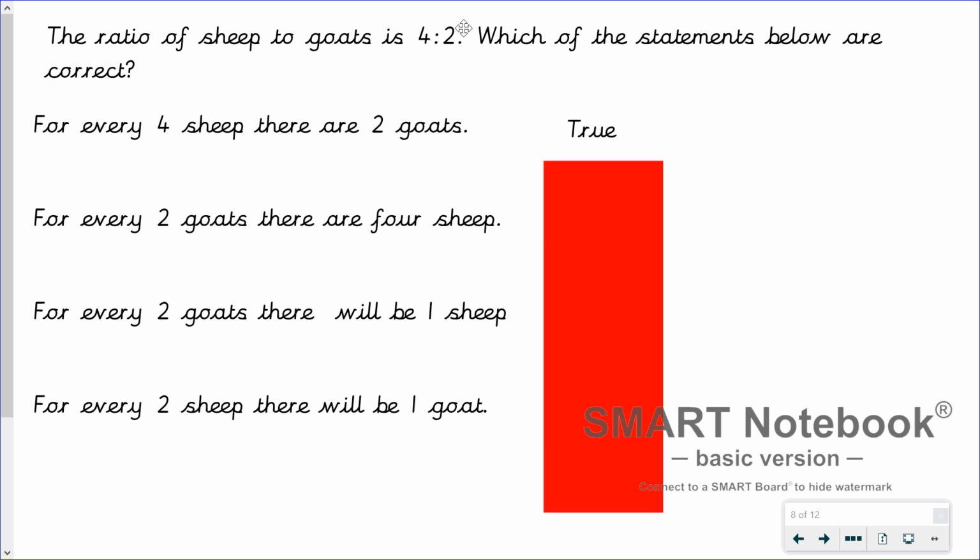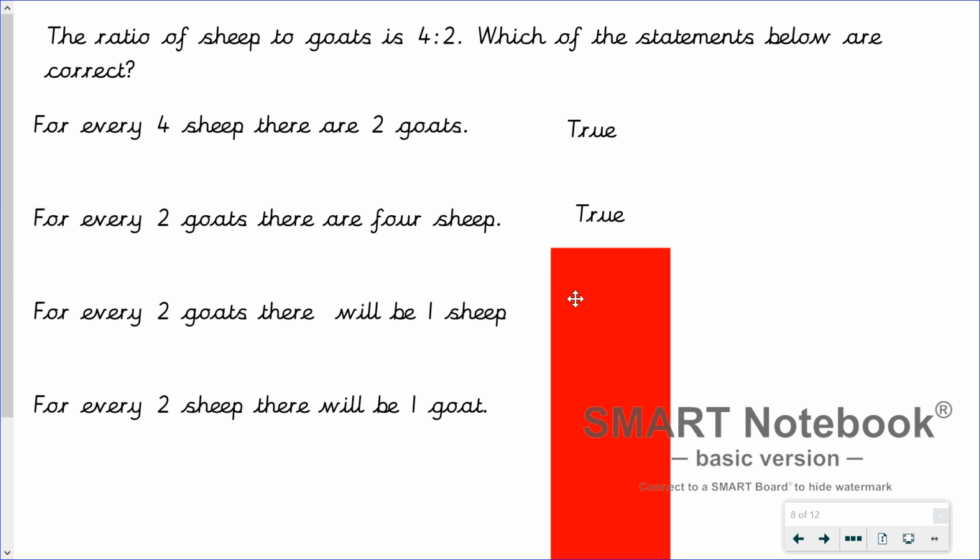For every 2 goats, there are 4 sheep. So sheep to goats. Goats are here, which is 2. 4 sheep, which is here. So that one's true. So for every 2 goats, there'll be 1 sheep. So I need to do some dividing here. So for every 2 goats, there'll be 1 sheep. So I want 2 goats here, and it says 4 sheep here, so not 1. So that's false.